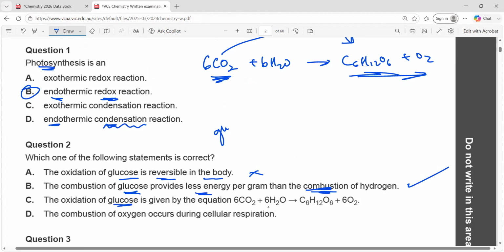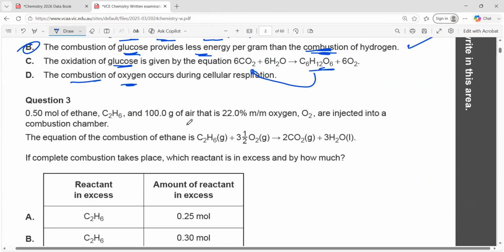The oxidation of glucose, no. When you turn glucose into carbon dioxide, then you are oxidizing it. Okay. The combustion of oxygen occurs during cellular respiration. No, the combustion of glucose occurs. Cool.